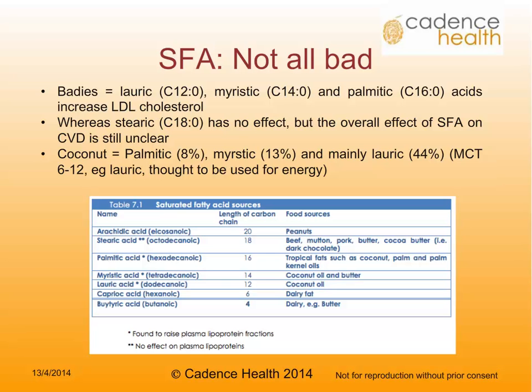Interestingly, there is very little research on the overall effect of saturated fatty acids on cardiovascular disease, CVD. Now, a big question currently is coconut. Is coconut the superfood that a lot of people are touting it to be? We don't know. If you look at the research, there is actually very little evidence to suggest that that's the case. Coconut is made up of palmitic acid, 8%, myristic acid, 13%, and it is predominantly made up of lauric acid, which, as we know, is not an ideal fatty acid.